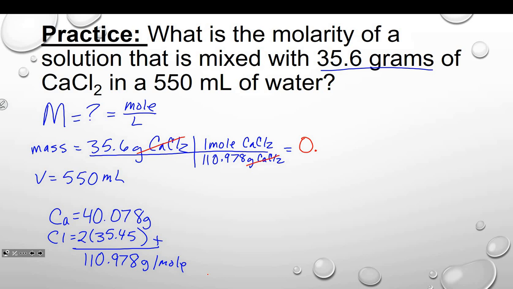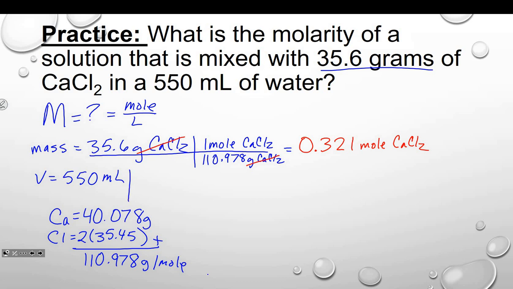Well, I'm just looking. This is about a third of that, right? What do we get? 3, 2, give me one more. 0? Okay, 0.321 moles of calcium chloride. Okay, what else do I need to do? Turn the milliliters to liters.